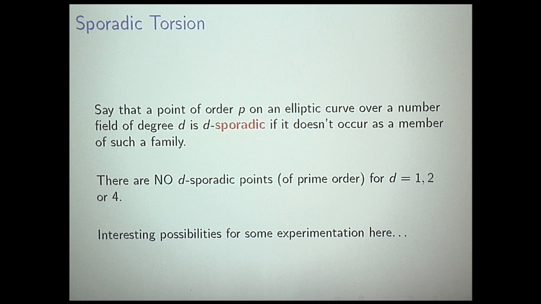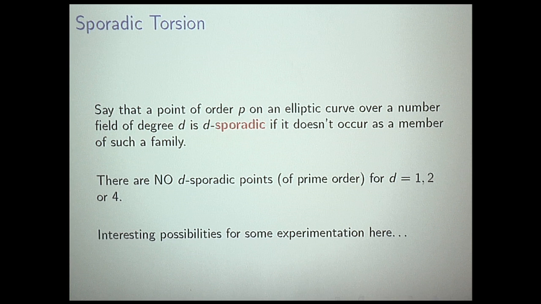So I'm not interested in them. These are algebraic geometry, in a way. So let's call a point of order p over a number field of degree d sporadic. I'll want d to be the smallest number field over which that point can be defined, if it doesn't occur because of algebraic geometry, if it doesn't occur as a member of a family, if it's a kind of sporadic gadget.